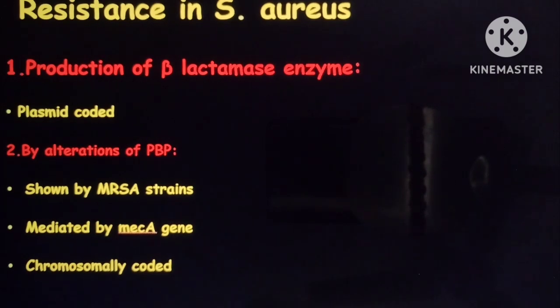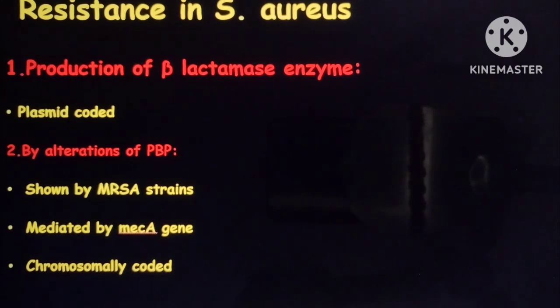What are the resistance mechanisms in Staphylococcus aureus? There are two. One is production of the beta lactamase enzyme, another is alteration of the penicillin binding protein. The beta lactamase enzyme is plasmid coded, while the other is chromosomally coded. You want to remember the alteration of the penicillin binding protein, that is PBP2A, which is mediated by the mecA gene. Again, this is an important point. This completes the important points in Staphylococcus.